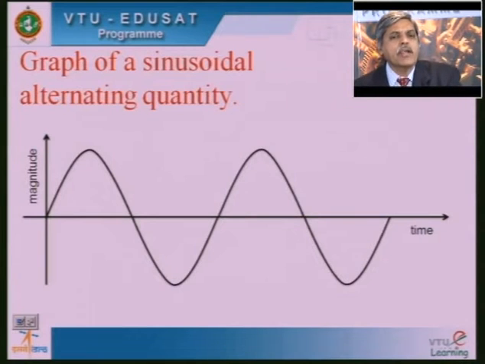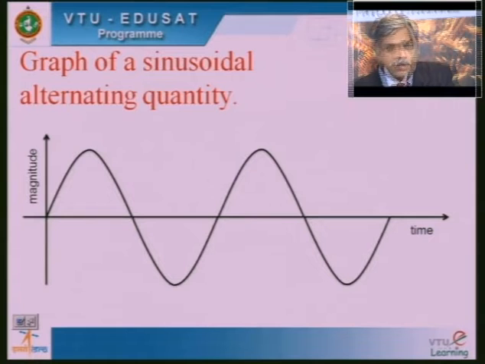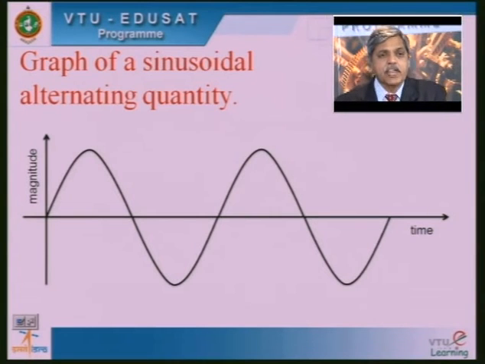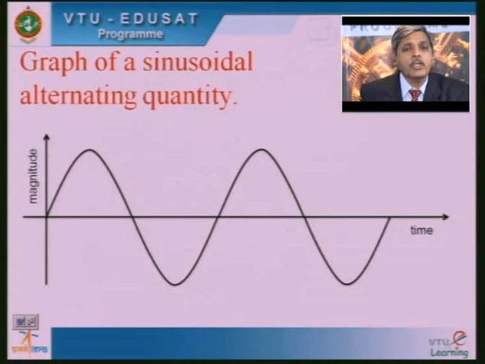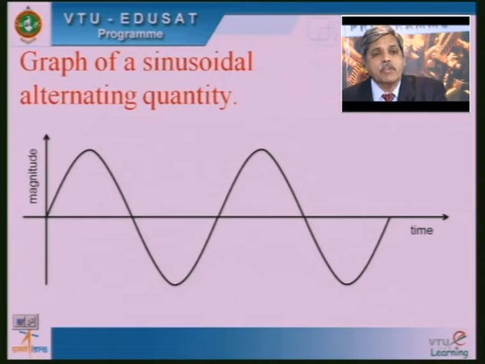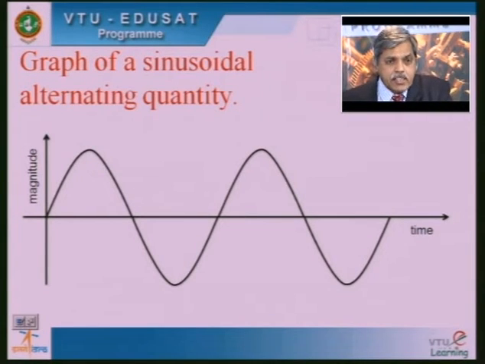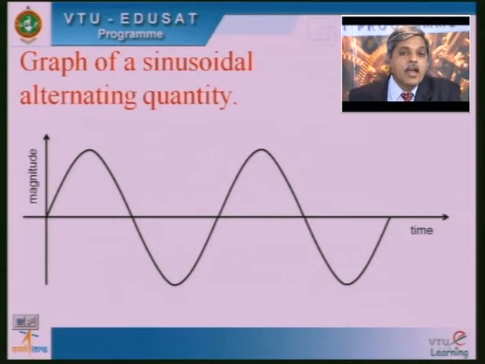Now, this is a simple graphical representation of a sinusoidal alternating quantity. The reference axis is time. You can see here the magnitude is not constant with time. It keeps on increasing, reaches a maximum value, then decreases to 0, and further changes direction and becomes negative.